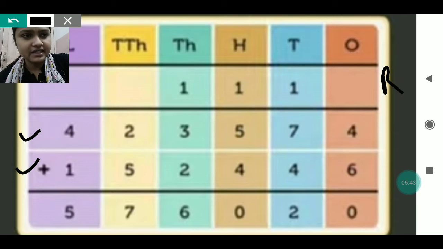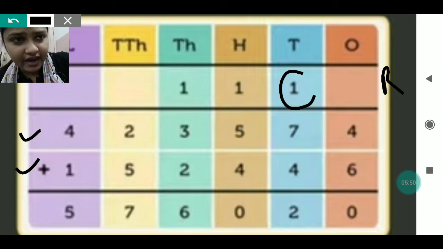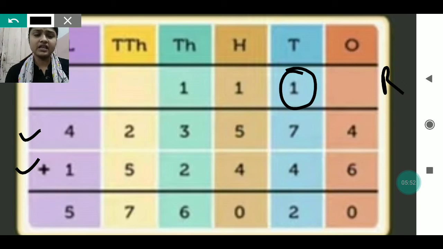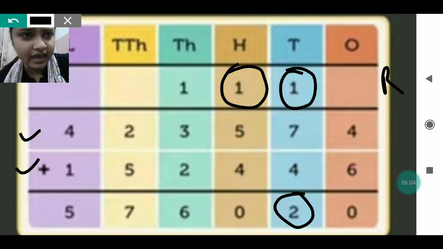From the right side start adding. So 4 plus 6 will be 10. 0 you will write down, 1 you will take carry. That one will be written on the 10th place which you are going to add. Okay, 10th place. Now 7 plus 4 is 11. 11 plus 1 is 12. So 2 will be written down, 1 will be taken again, carry.